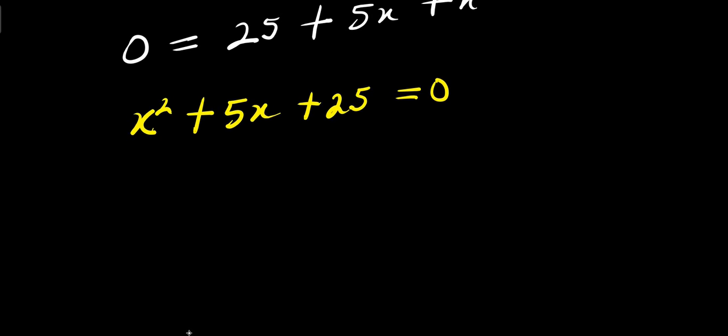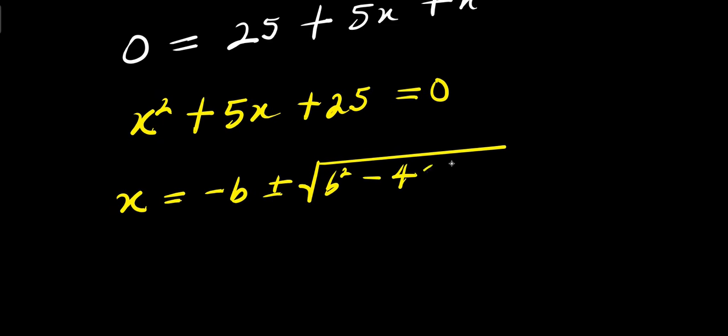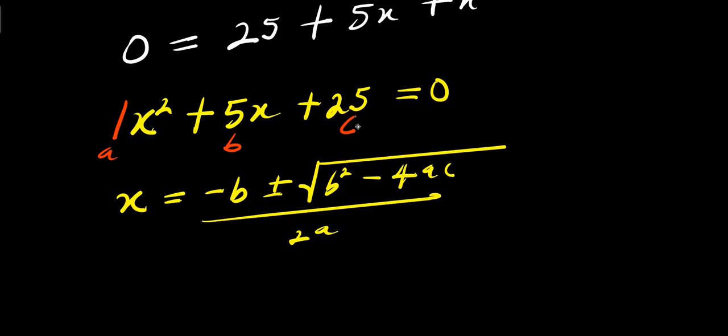So let's solve this quadratic equation. We are going to use the formula method. We write the formula with respect to x. We have x equals negative b plus or minus square root of b squared minus 4ac, divided by 2 times a. That is the a, which is the coefficient of x squared. B is 5, c is 25. So we have a is 1, b is 5, c is 25. So we are going to insert everything right here.